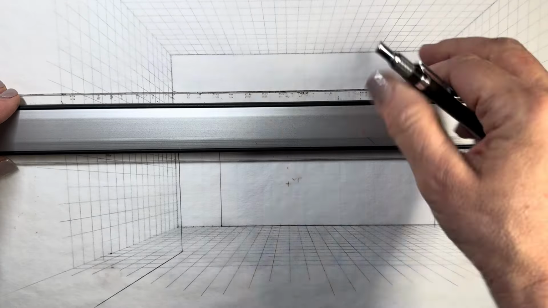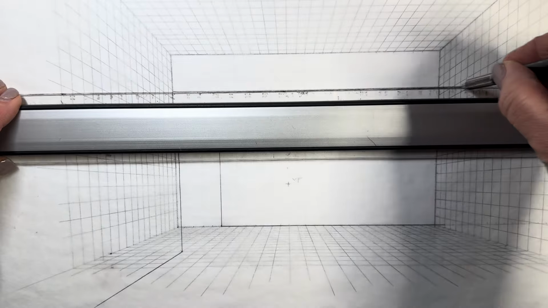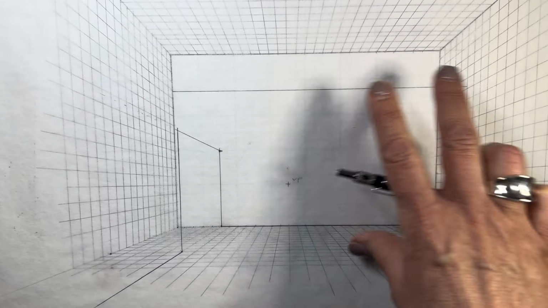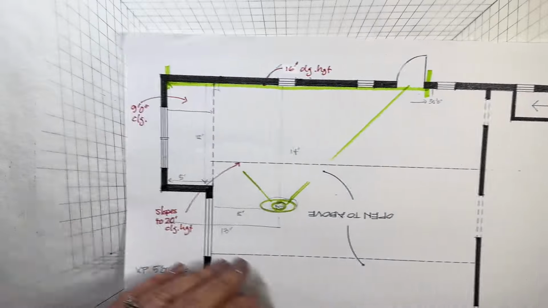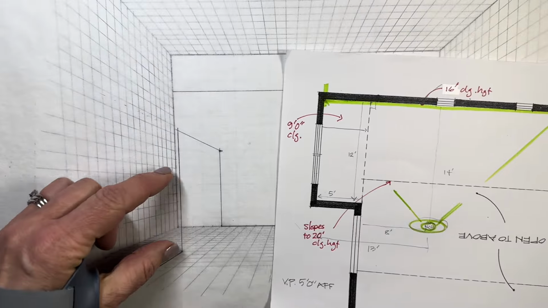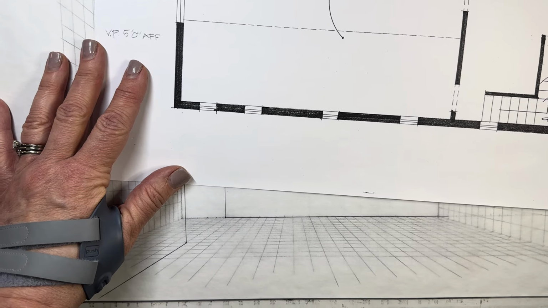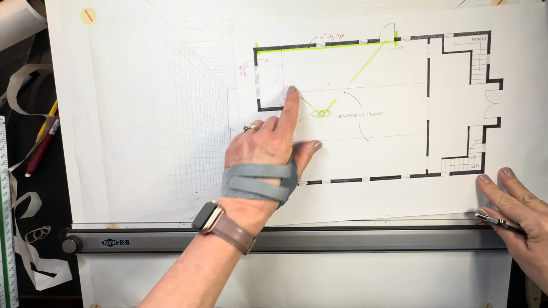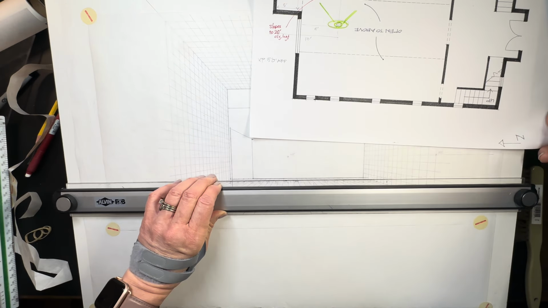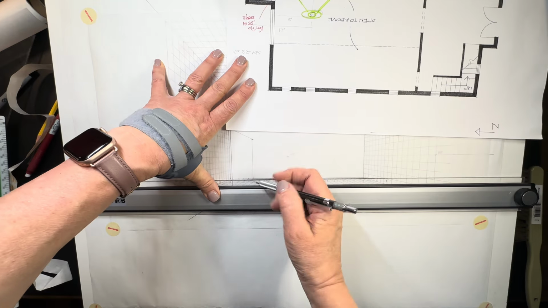So I'm simply going to carry that 16-foot mark all the way across. Don't worry about where it stops. Now here's the thing. This alcove goes, come out a second here so you can see. There we go. So this alcove goes across the floor into the back.